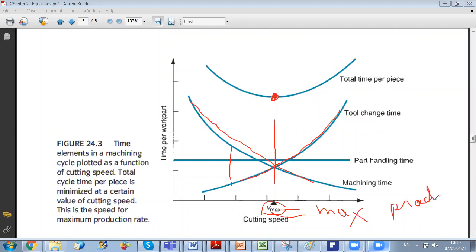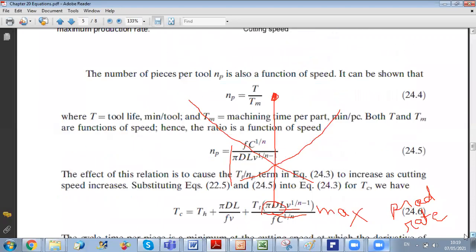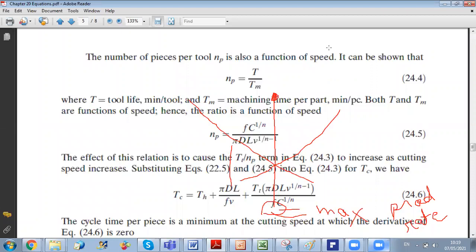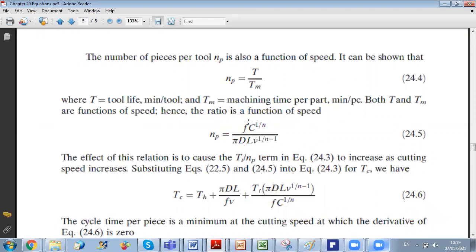So this is how we can set the first objective. We can optimize the cutting speed in order to reach a maximum production rate in this way. Now, if you want to go to the analytical solution, if you want to do calculation, then as we said, we should express also the tool change time as a function of the velocity.